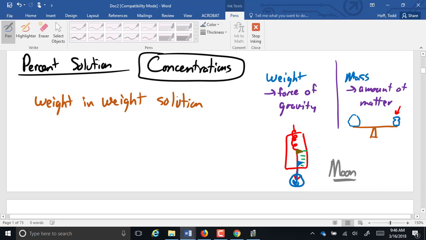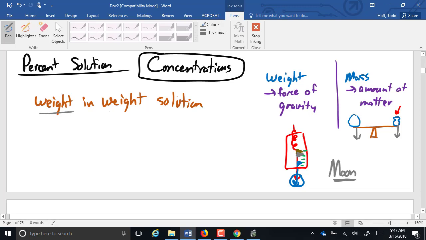So that means this is going to pull down less, and that indicator is going to move a lot less distance, about 1/6 the distance. Here, however, yeah, the pull on that object is going to be less, but the pull on the known mass is going to be less as well. The same mass is still going to balance it. So mass does not change. Weight depends on gravity. Why do I bring that up?